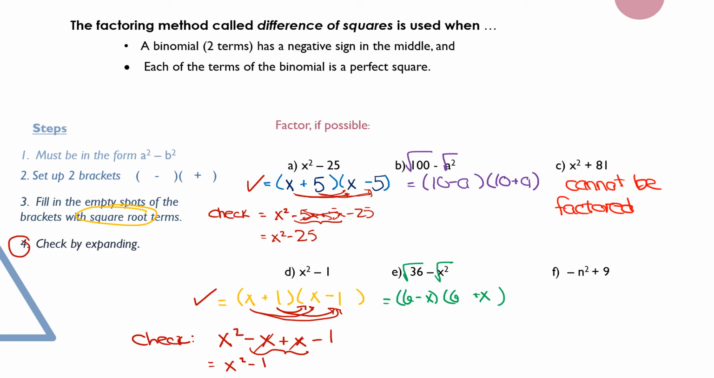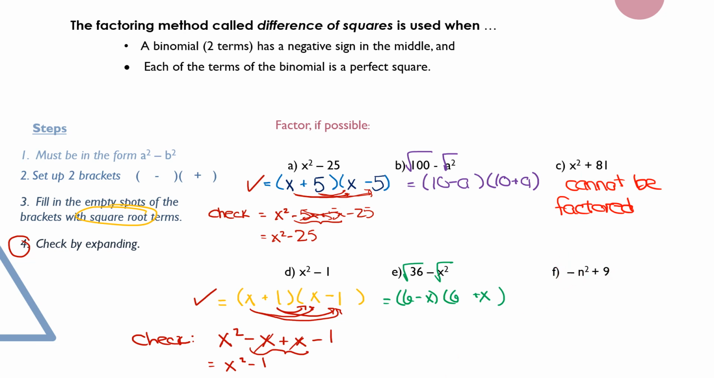Last one. F is negative n squared plus 9. That looks a little odd, doesn't it? Let's double check here. A binomial, yes, it's a binomial, 2 terms. Does it have a negative sign in the middle? It doesn't. Remember, this one didn't either. But this is unique in that there is a negative sign here.